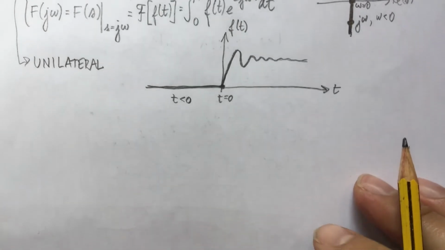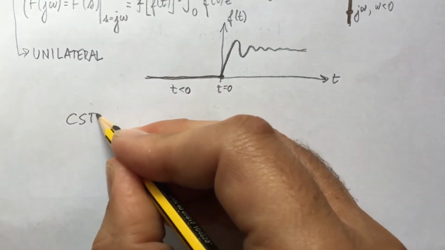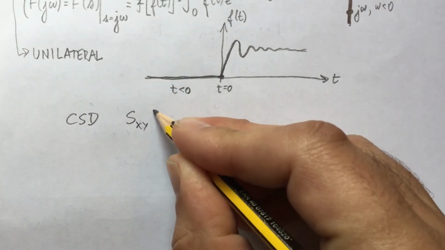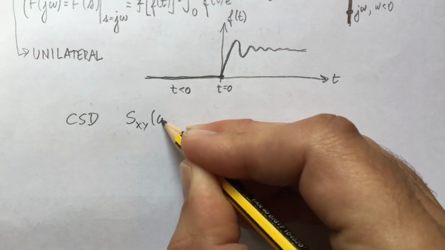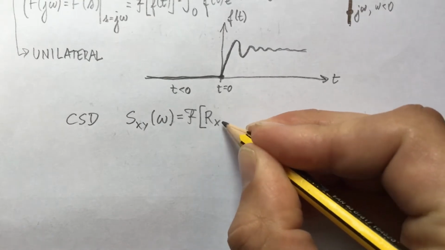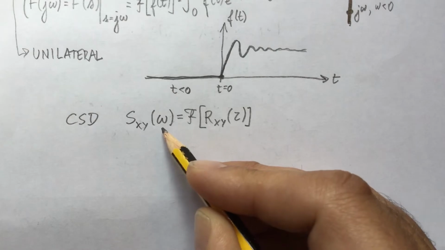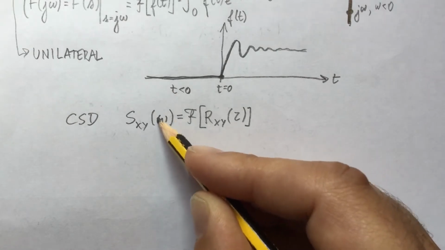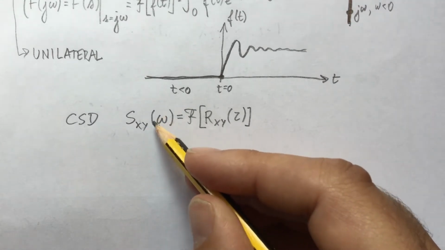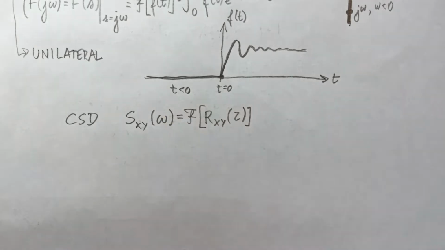But remember, in this class, we are going to study the cross-spectral density. And the cross-spectral density of two signals, x and y, is the Fourier transform of the cross-correlation of x and y. I write it here depending only on omega, though, as I said, it depends on j omega, but it is usual in this case to omit the imaginary unit j.